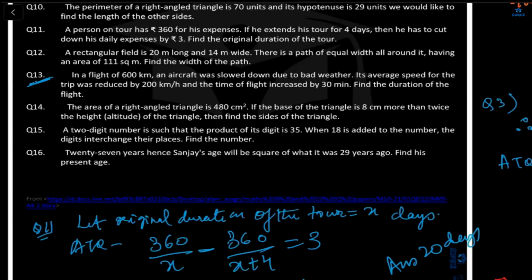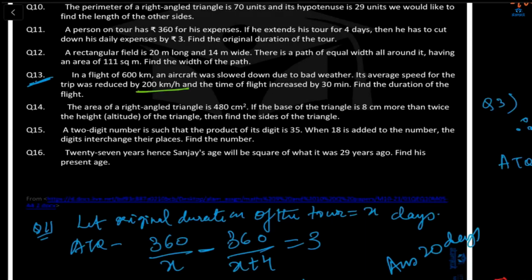We will take the duration as x. Find the duration of the flight. So if you are taking the duration, that means the time. So you are assuming that the time required for the journey is x. Okay. So what will be the equation? It is talking with respect to speed.